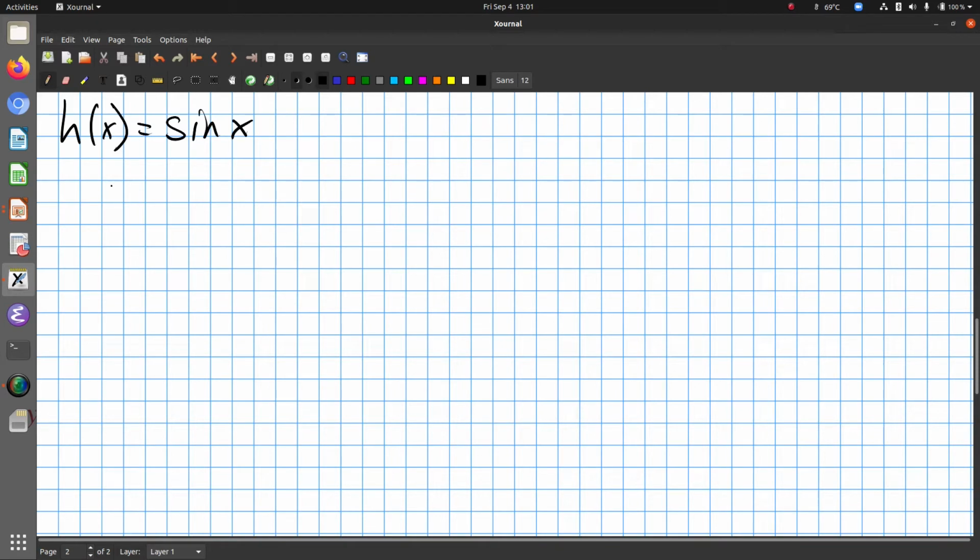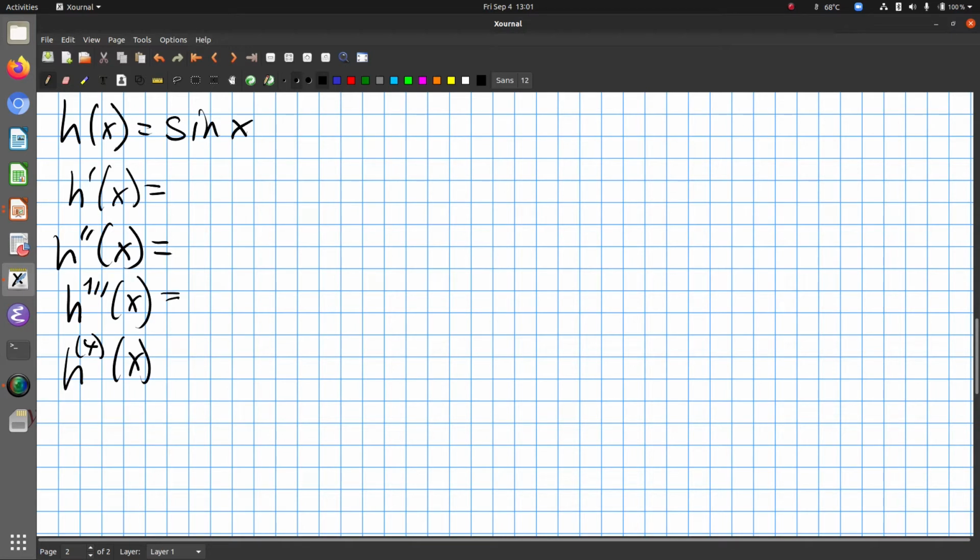Well, same kind of pattern. Let's find out what h prime of x is equal to. H double prime, h triple prime, and 4 primes. As you might imagine, it's going to repeat just like the cosine did, for essentially the same reason.